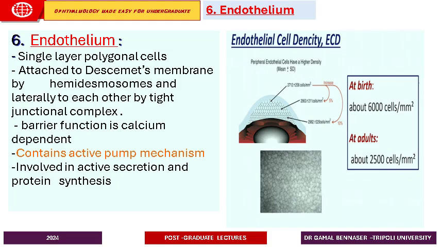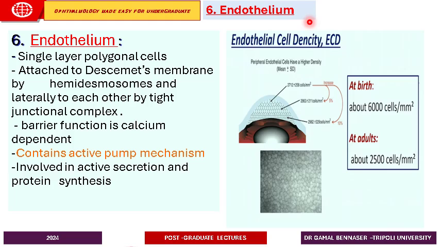Now we come to the sixth layer of the cornea, which is the corneal endothelium. This is a very important layer that lies posterior to the Descemet membrane, and this layer is derived from the neural crest, and this makes it incapable of regeneration. So this layer is a very precious layer.